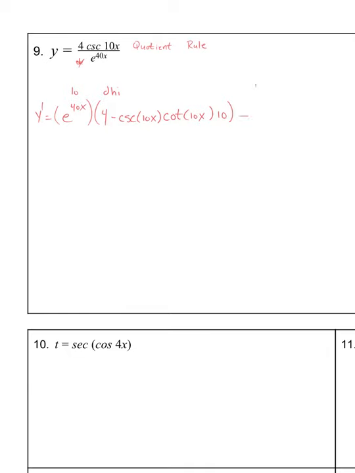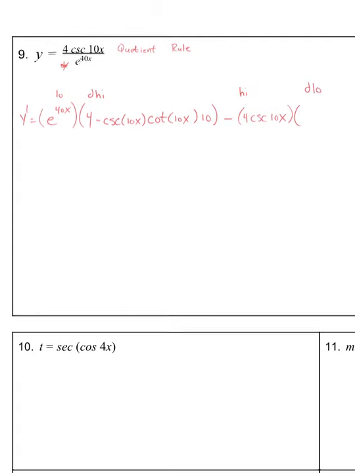Okay, we come back with the high function as is. So 4 cosecant of 10x. And now we need the derivative of the low function. That is also going to be a chain rule. The outer function is e, and the inner function is 40x. So the derivative of the outer is e to something. The inner as is 40x, and the derivative of the inner is 40. That is a big mess.